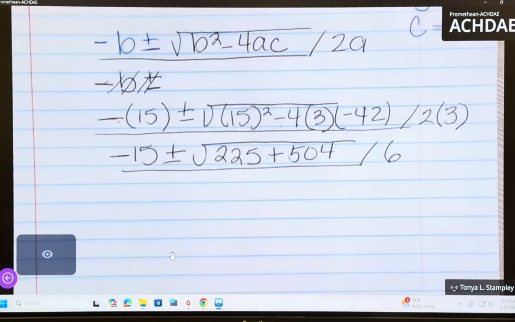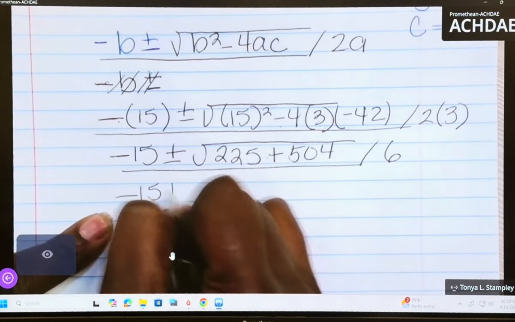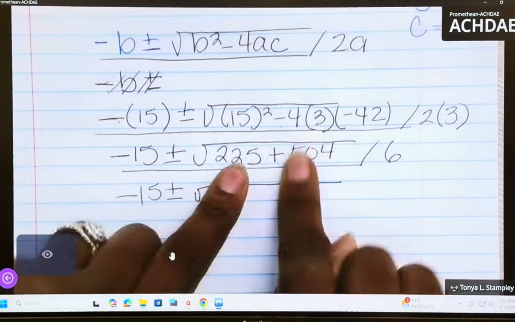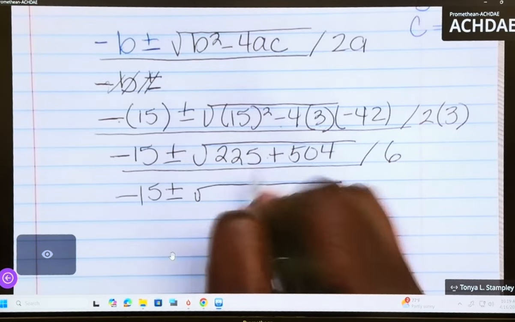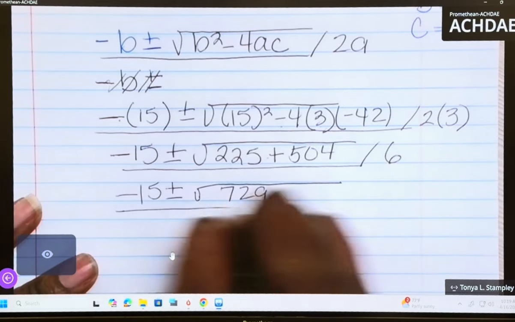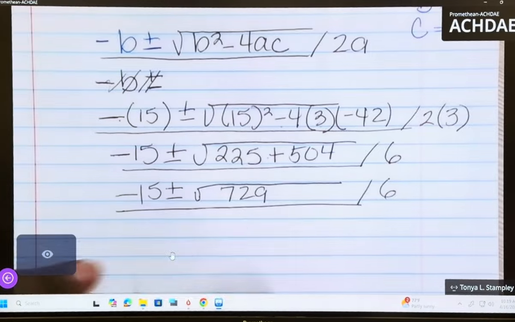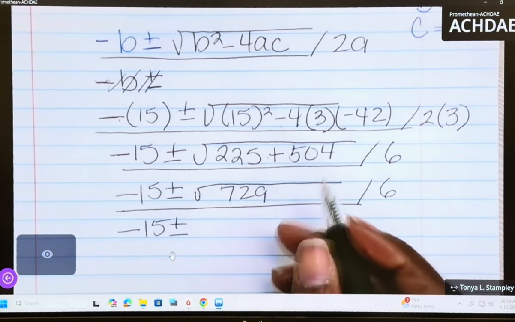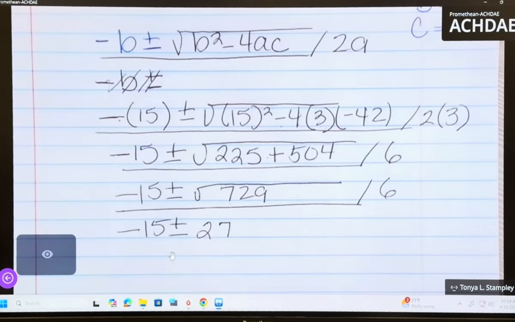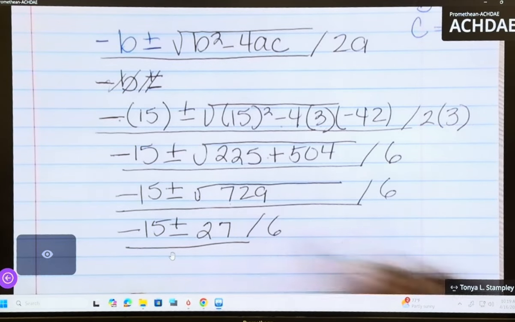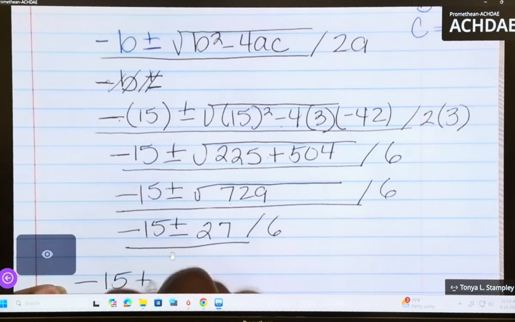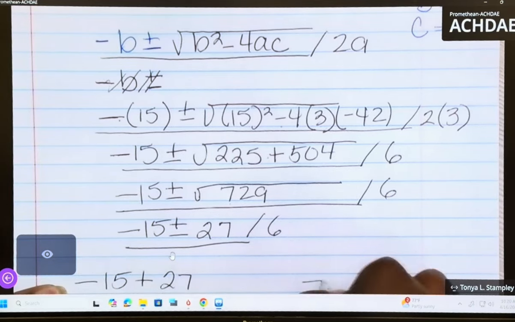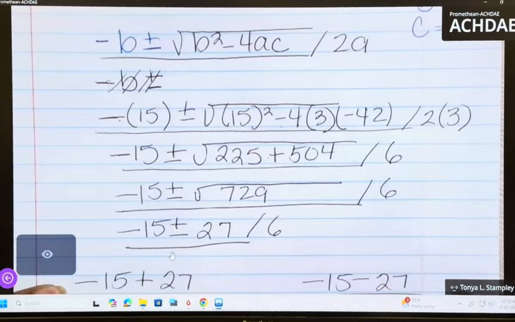Any questions? Good. All right, so now I got negative 15 plus or minus the square root of, what happens to these two? What do we get? 729, all over 6. Okay, so now what is the square root of 729? So this is going to be the whole number 27 all over 6. Now, everything is simplified. So now what do I do at this point? I just break it up into 2 parts, right? So I got negative 15 plus 27 over 6, negative 15 minus 27 over 6.